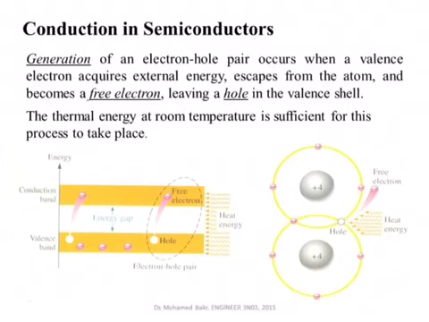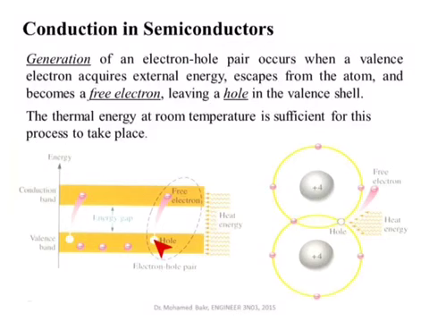Generation means that if you give the electron in one of the bonds enough energy, it will break from its bond and become a free electron. It will leave behind in the valence band a positive hole. Thermal energy at room temperature is sometimes sufficient for this process to take place. So this is how it happens physically, and this is the explanation of the generation of an electron-hole pair in terms of the energy band gap.